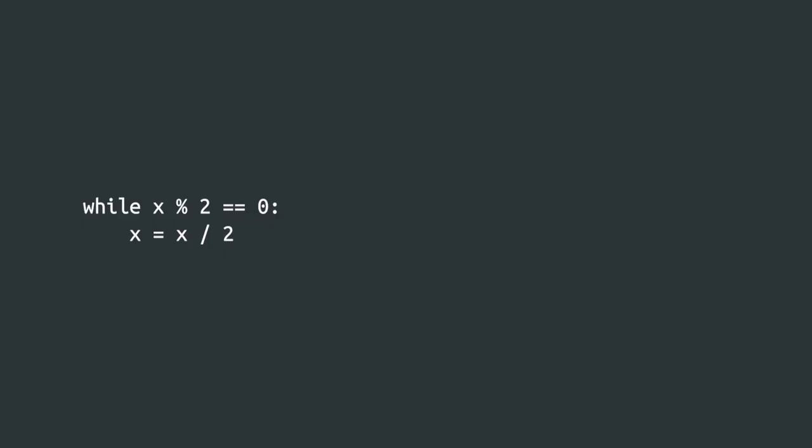This cycle will finish for positive and negative values of x. But what would happen if x was 0? The remainder of 0 divided by 2 is 0, so the condition would be true. And the result of dividing 0 by 2 would also be 0, so the value of x wouldn't change. This loop would go on forever, and so we'd get an infinite loop.